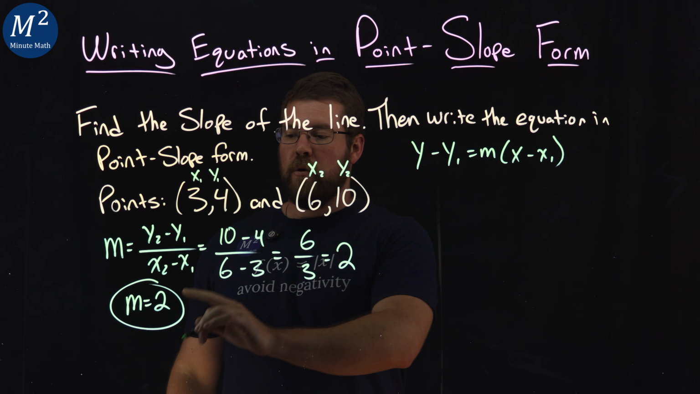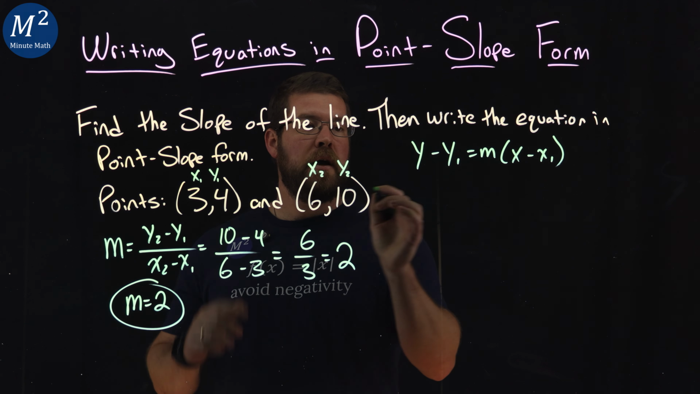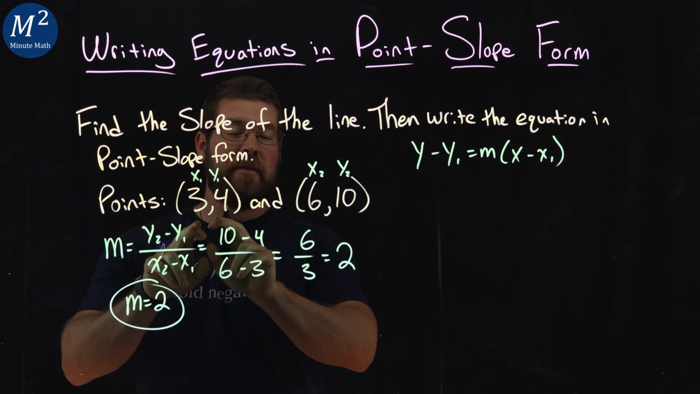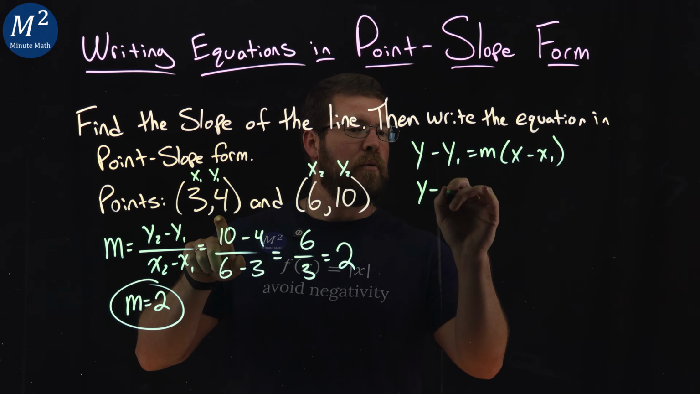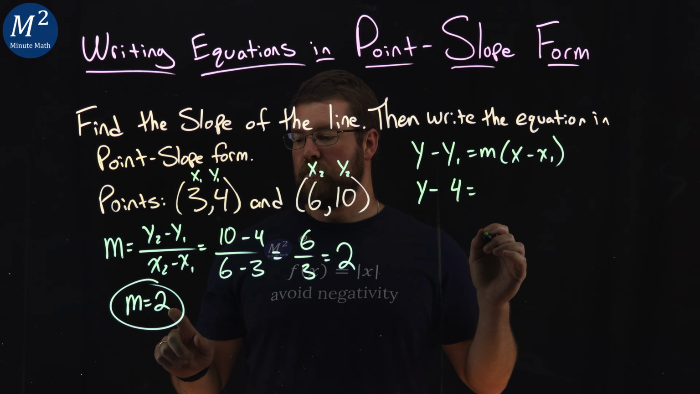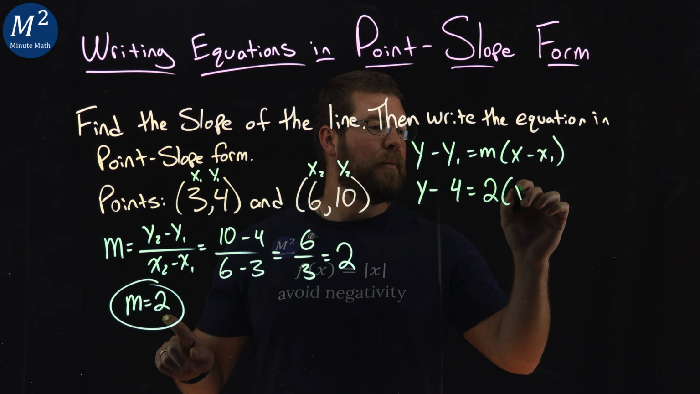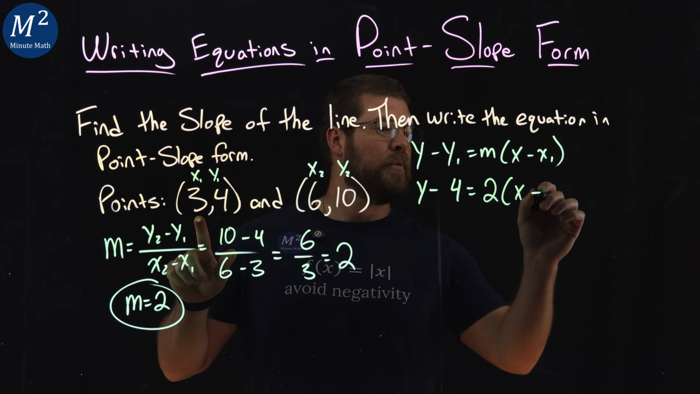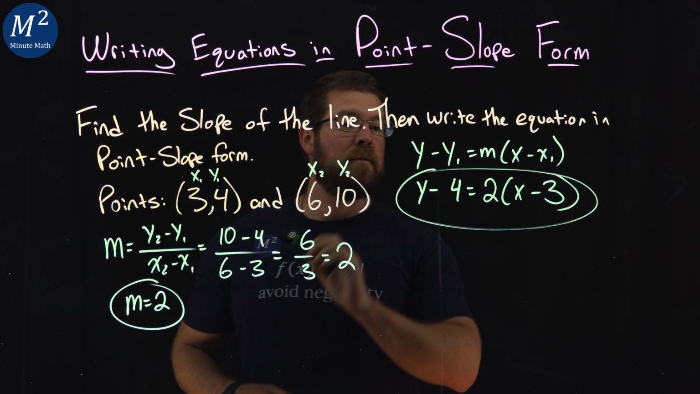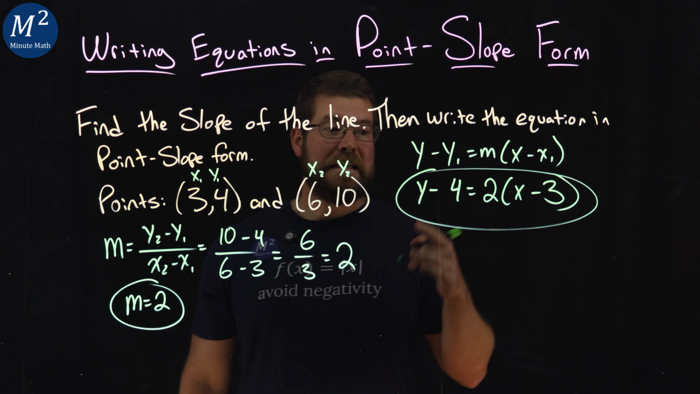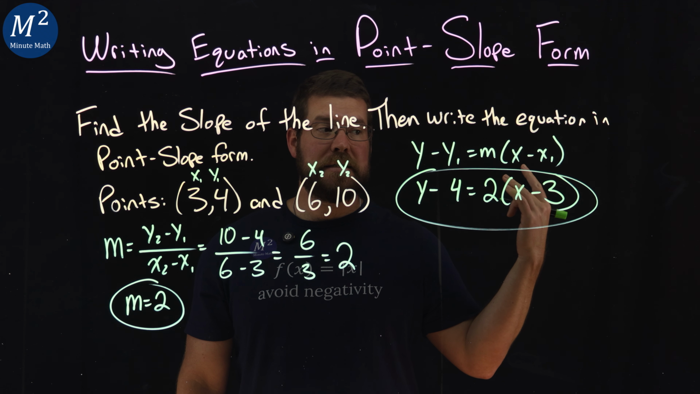All right. So our slope is our m value, and the point we're going to grab is from this first one. So let's go left to right here. y minus y1, we have a 4, equals our slope 2 times x minus x1, which is 3. And so now we've got our equation of the line: y minus 4 equals 2 times x minus 3.